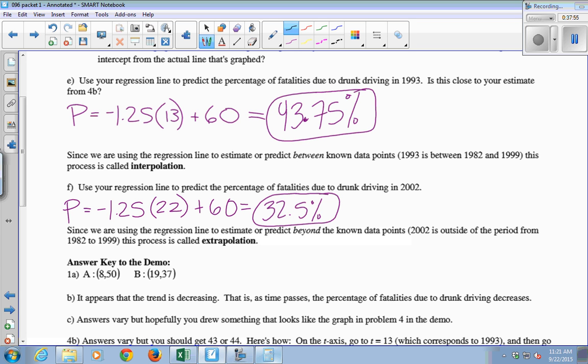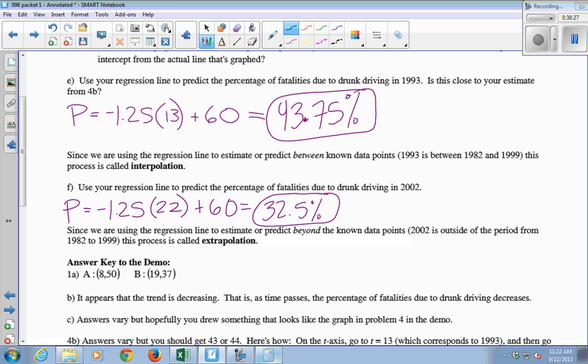So this is called extrapolation, right? When you go beyond your data, when you use your formula or your regression line to make a prediction for data that is past or before the data you were given, right? So my data ended at 1999, and I just made a prediction for 2002 and past the data I was given. So we call that extrapolation, extra beyond the data. Okay.